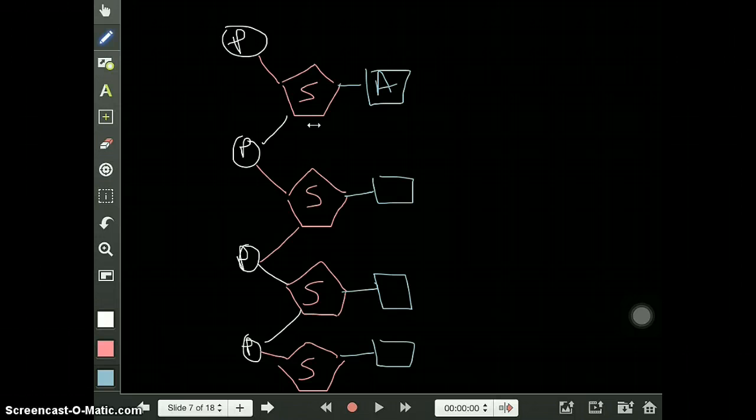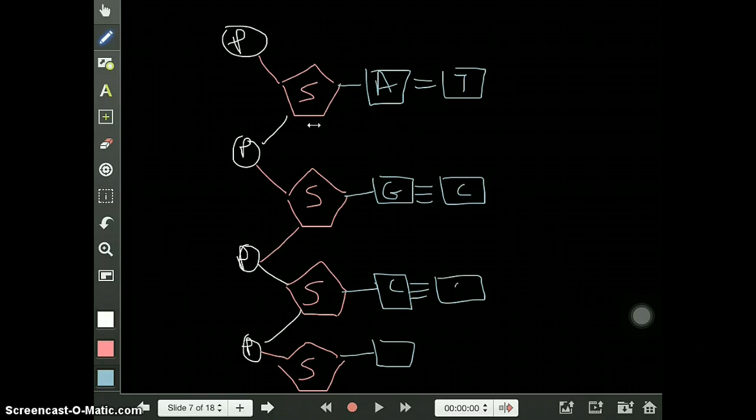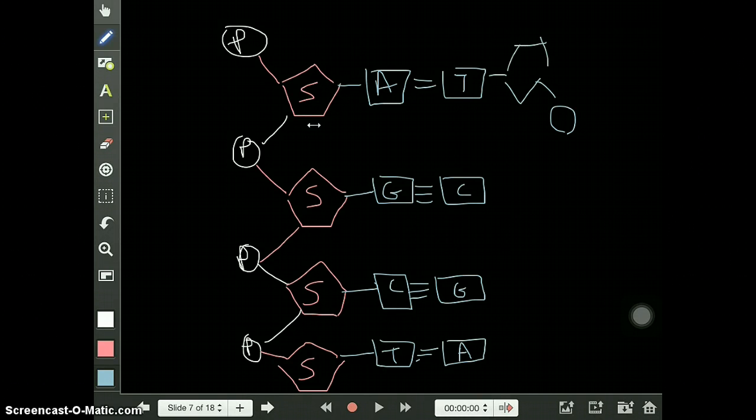Now, if this was an A, I have to pair up with a T. This is a G, I pair up with a C. That's a C, I pair up with a G, and if this is a T, I pair up with an A. Now, what I would do then, you can flip this over, and so what I am going to see here is my structural components of, again, the phosphate, sugar, nitrogen base.